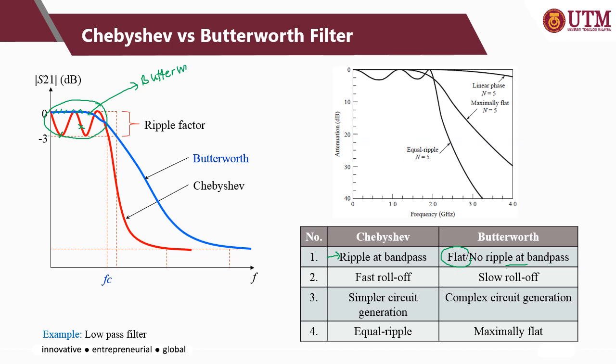And the one with ripple is the Chebyshev. It also has a fast roll off. It has the ripple and then it suddenly drops down. This is what is meant by fast roll off, or a higher transition between the passband area and the stopband area. While the Butterworth has a slow roll off. The line drops down, and the transition from the passband to the stopband is a bit slower. It's a bit linear.